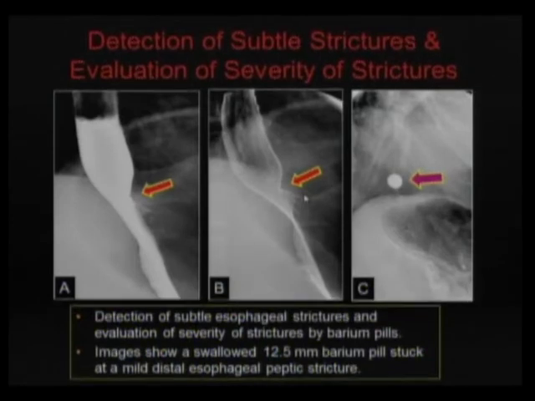How can we detect the subtle strictures and evaluate the severity of the stricture? Well, as I mentioned before, we use the barium pills. So we asked this patient, in whom we suspected some stricture in this area, and we are not sure how severe the stricture was, if this stricture could be the cause of the symptoms of the patient. So we asked the patient to swallow the pill, and the pill stuck there. So it was significant. Okay? And maybe this was one of the reasons for the patient's dysphagia.